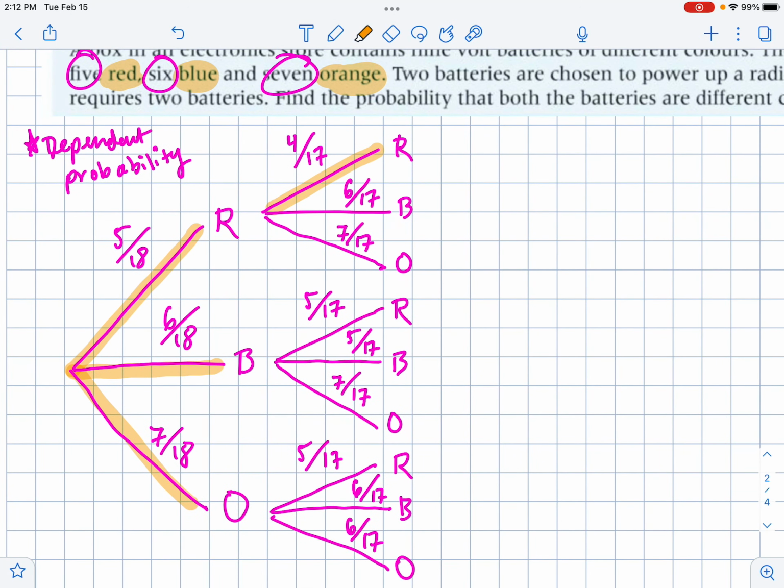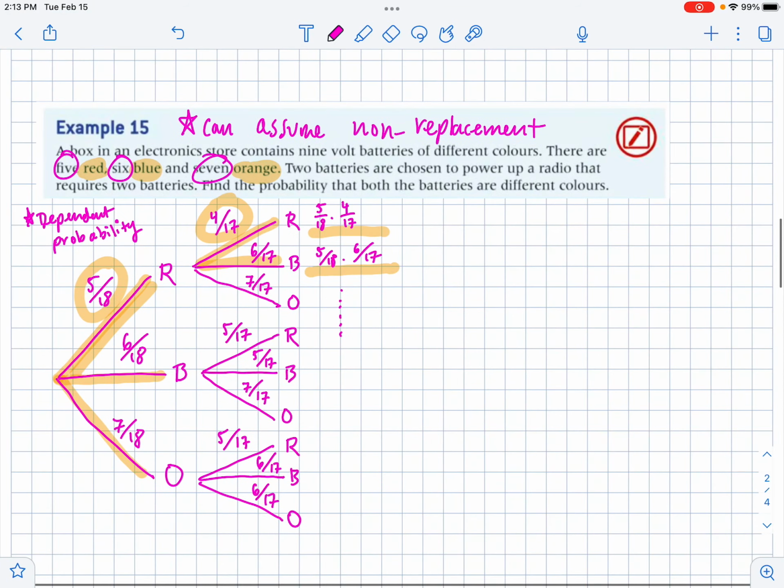So each of these ends here, like this spot, you would multiply these two numbers together to get that spot. So that's the probability of drawing a red and then another red. So red and then another red would be 5/18 times 4/17, etc. Each of these branches, like if I go here, then here, this branch would be 5/18 times 6/17, etc. We can keep going to find all these.